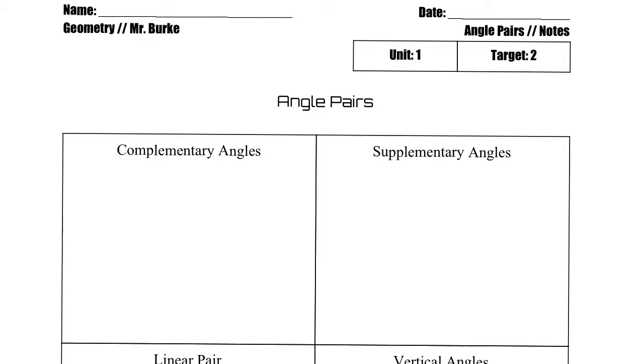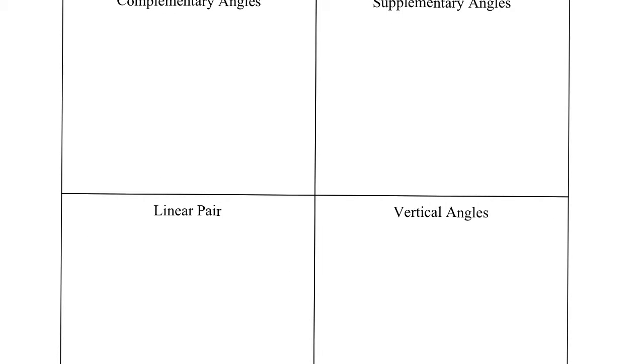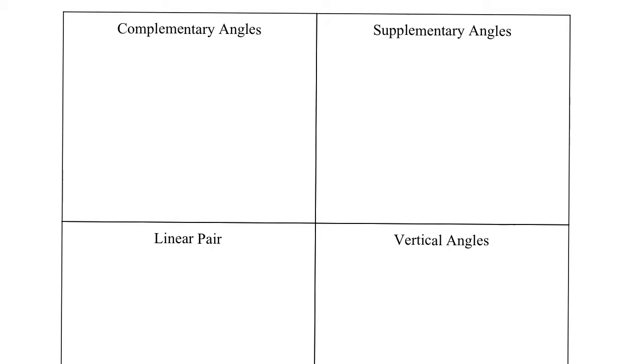So the four pairs of angles that I really want to talk about are complementary angles, supplementary angles, and then our linear pair and our vertical angles. Okay, so let's go ahead and dive in and let's talk about those. Let's start with complementary angles.